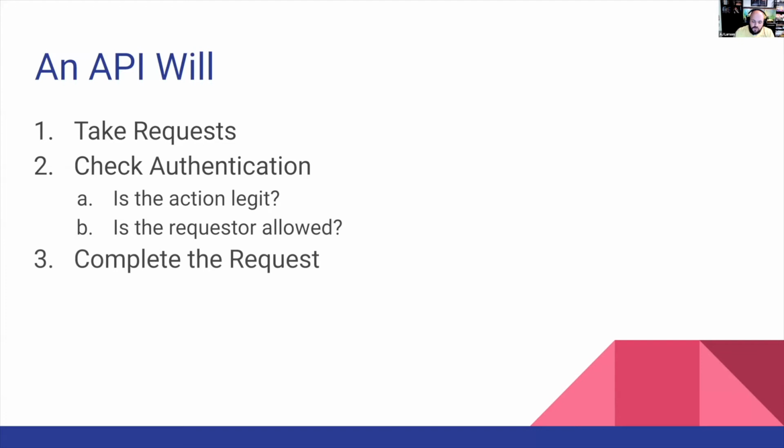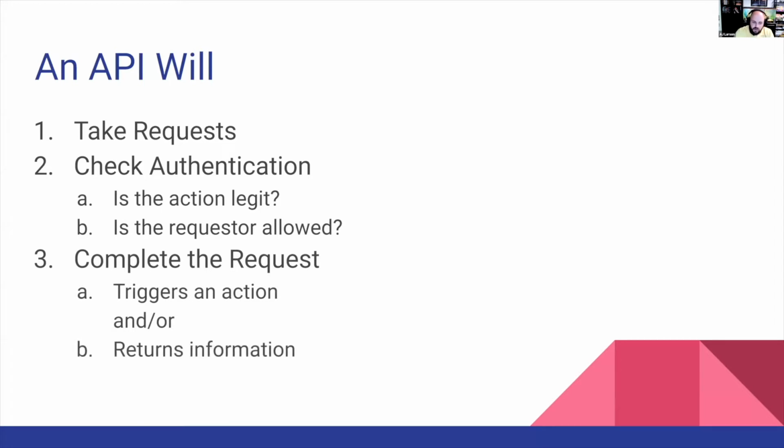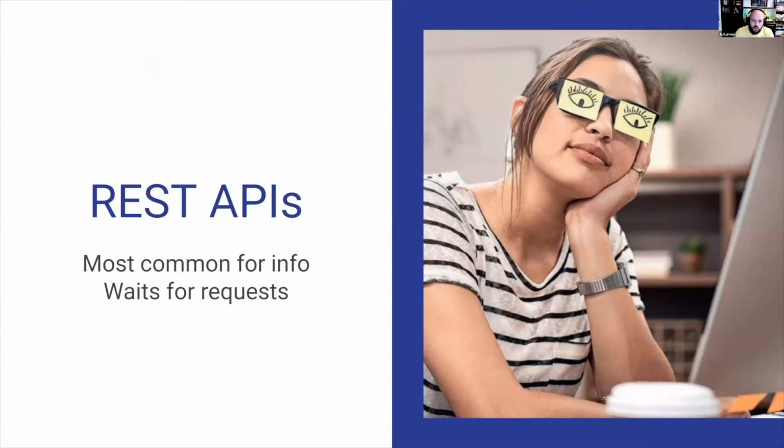And then once it knows that you are asking for something that exists and you are allowed to do the thing, it'll go ahead and start working on it. But working on it can be triggering an action or returning information or both, right? APIs are pretty flexible, generally speaking. We're going to talk about REST APIs specifically. There are other forms of APIs, like socket APIs, stuff like that. Postman's not one of them. Stick to REST APIs with Postman.